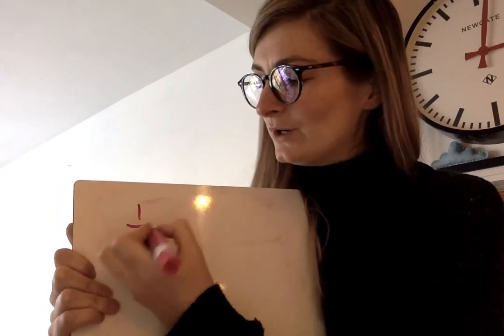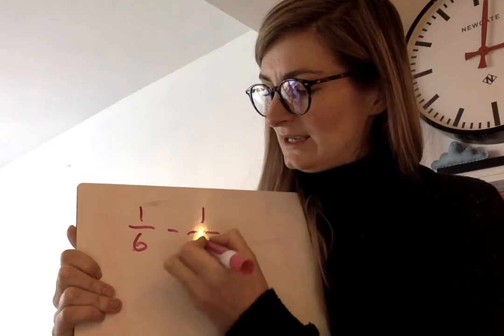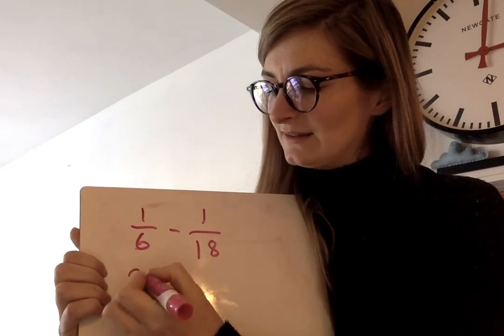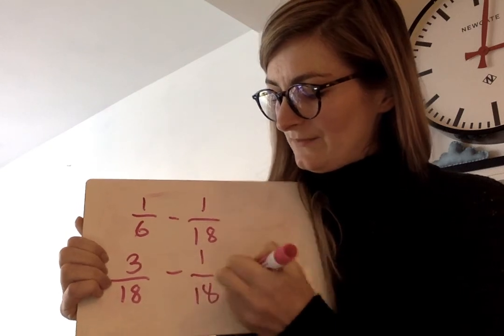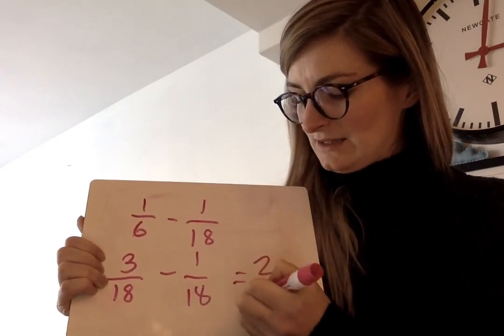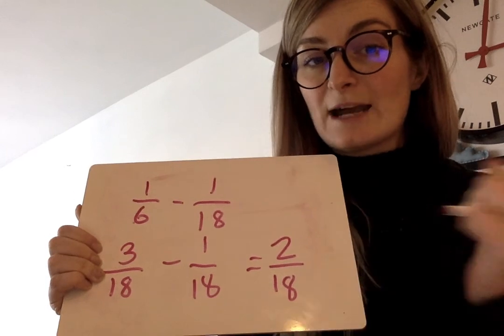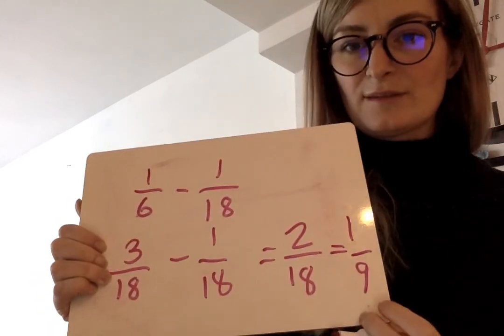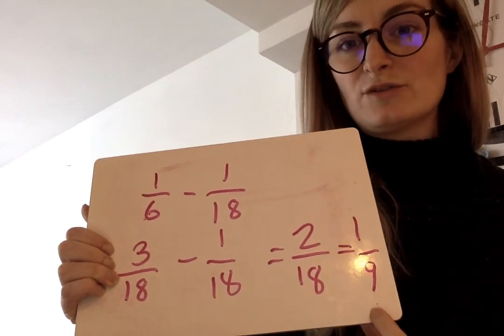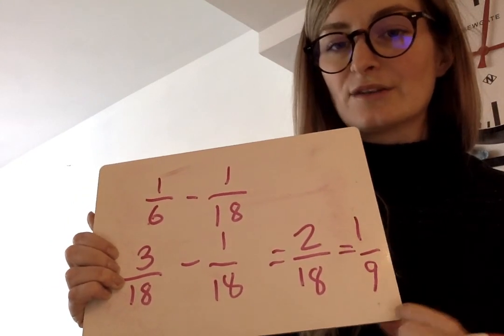Been zooming all day. Last one. 1/6 take away 1/18. I know that 1/6 is the same as 3/18. Take away 1/18 equals 2/18. Can you simplify this? Yes, you can. Make sure when you're simplifying that you're writing the simplified one next door. Don't rub this out and just write the simplified one. I want to see your process.